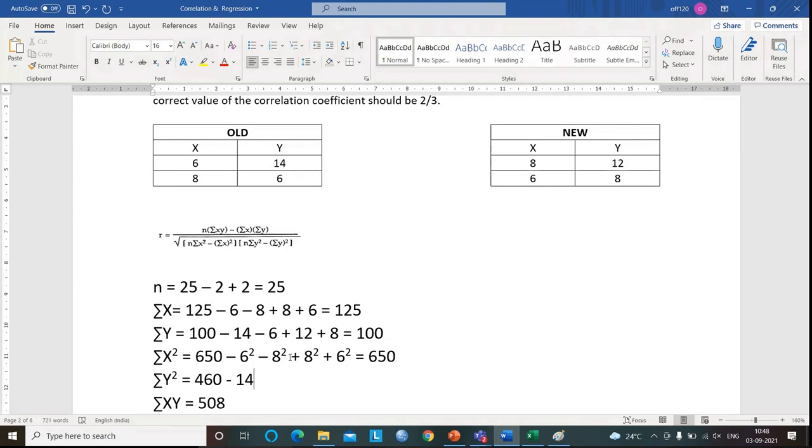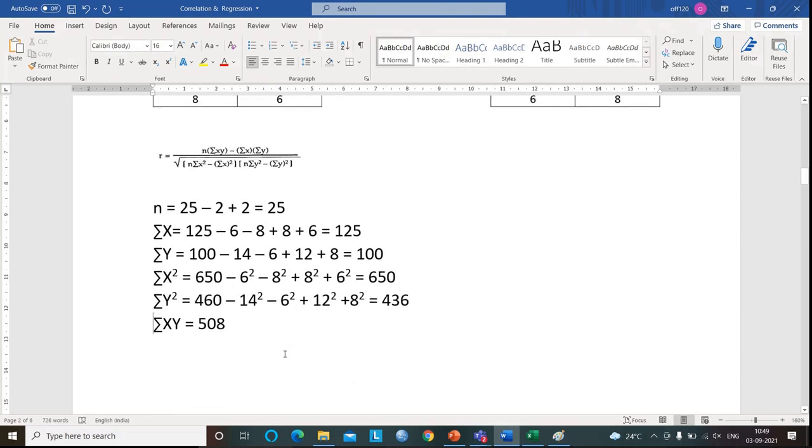So I'll take minus 14 square, okay, minus 14 square and minus 6 square plus adding 12 square and 8 square. That means removing the older values and adding the new values will get the answer as 436. Instead of giving time for the calculation or waiting for your answers, it might be delayed.